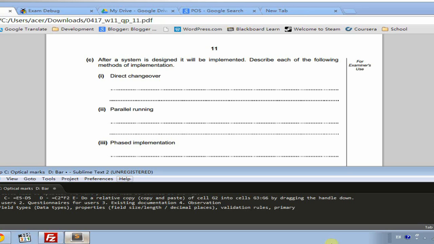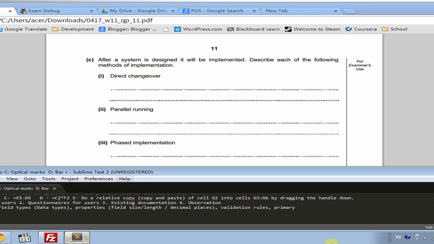So anyway, after the system is designed, it will be implemented. So we're in the implementation phase. We're going to be switching over the system. So describe each of the following methods of implementation. So in our shipping company, we've got the old, let's say, database, and we want to jump to using the new database or the new system. So how could we do this?